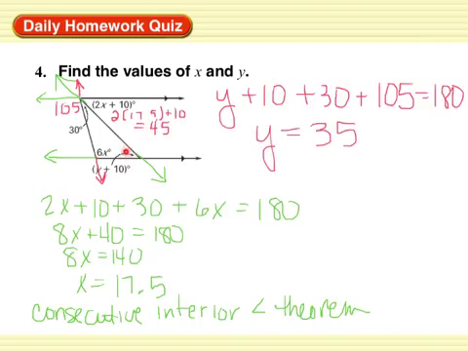Now to solve for y, I looked at this transversal, and I also used the consecutive interior angles theorem. So I've got this one and all of this. This plus this equals 180. But I didn't know what this was. So what I had to do was plug in x for this equation right here. So this equals 45. 45 plus 30 is 75. 180 minus 75 is 105. Okay, that consecutive interior angles, I need this measure and all of this measure. So I have y plus 10 plus 30 plus 105 equals 180. Solve for y, 35.